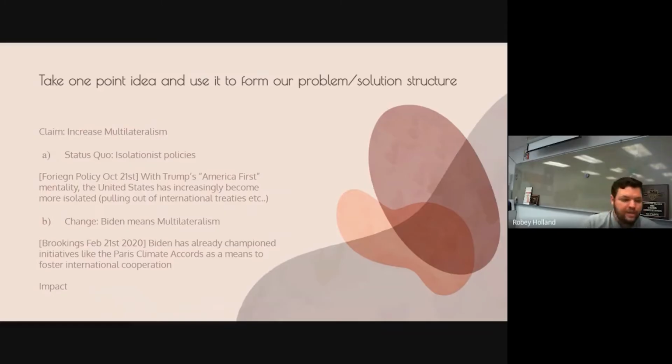And again, while we won't dig super far into the impact, probably on a multilateralism point, a fair impact might be talking about how a shift to increased multilateralism will strengthen our strategic allies and will possibly increase our strategic partnerships and decision making on an international level.